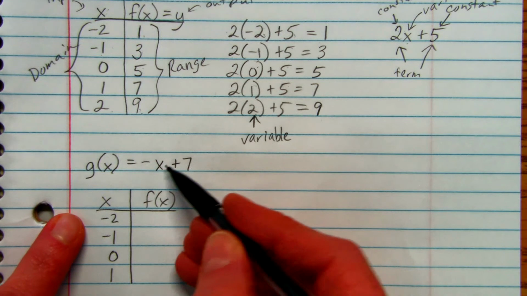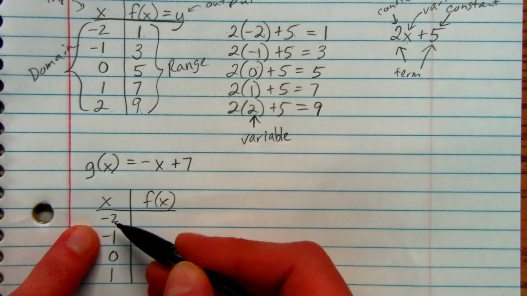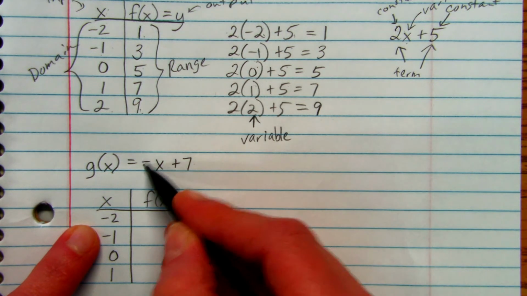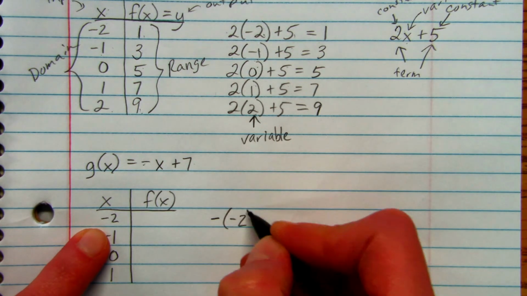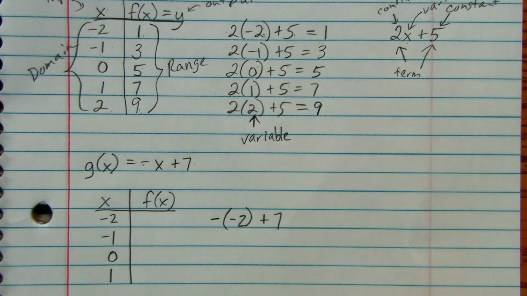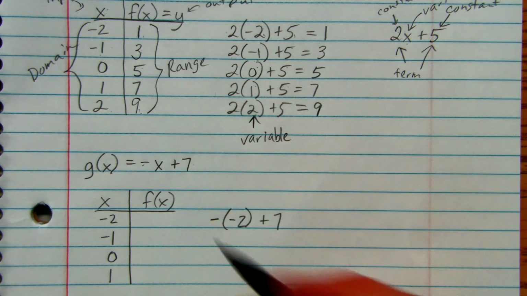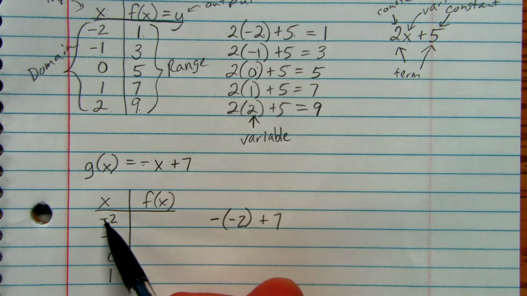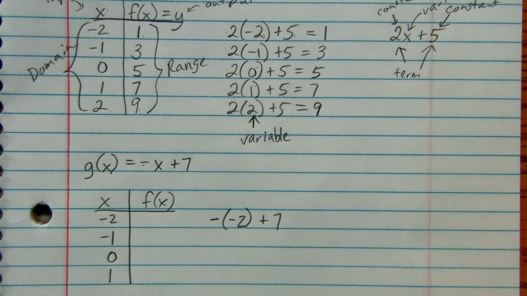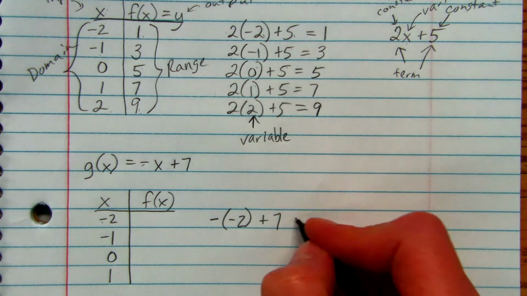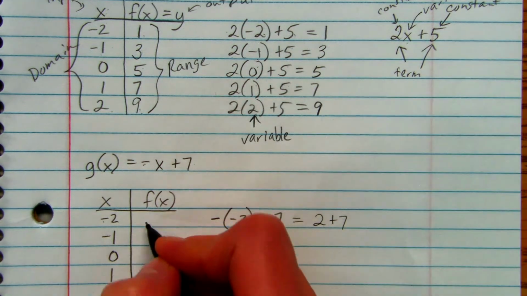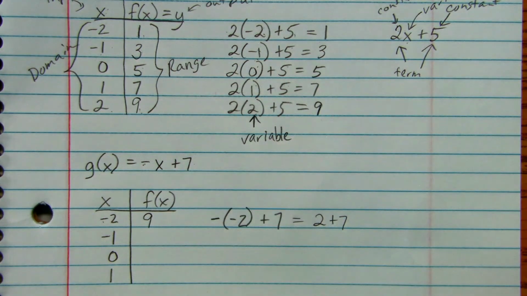So on this one, I have negative x plus 7. So when I have negative 2, I'm going to have negative from here, and I have the negative for the 2, and then I'm adding 7. So that's a little confusing, and some of us have struggled with that. If there's a negative here, and I'm putting a negative number in, and I get a double negative, what does that do? Makes it positive. It makes it positive. This is the same thing as positive 2 plus 7. So if I have 2 plus 7, I get 9.